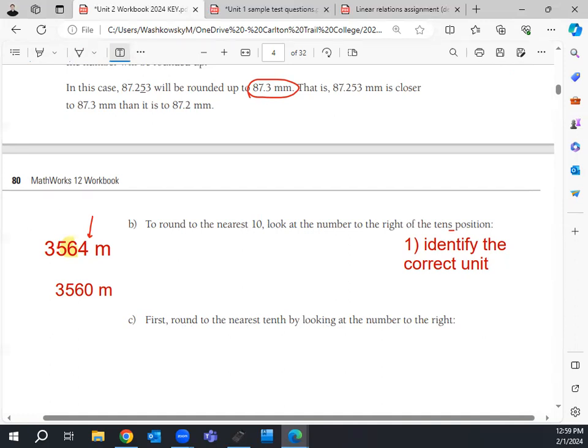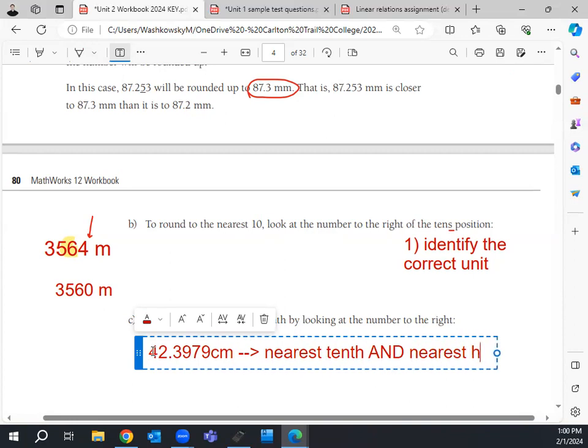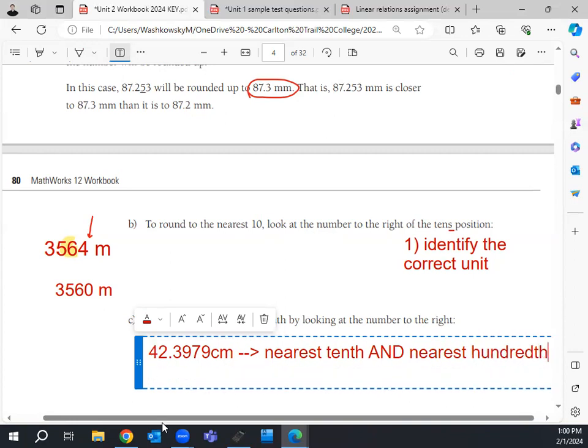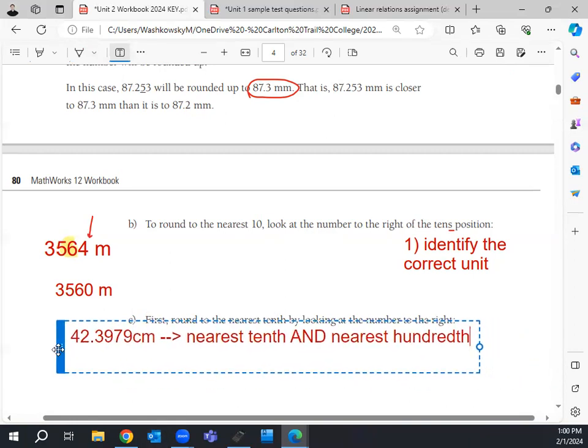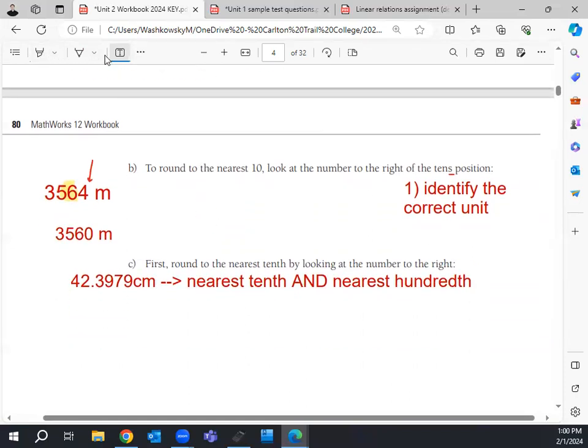For question C, it wants me to convert, I'll just rewrite it, 42.3979 centimeters to the nearest tenth and nearest hundredth. You don't have to write this down if you don't want to, but I'm just doing it so I don't have to scroll back up and down. So just like before, the first thing I'm going to do is identify the correct position. In this case, I'm going to start with the tenth part of it.